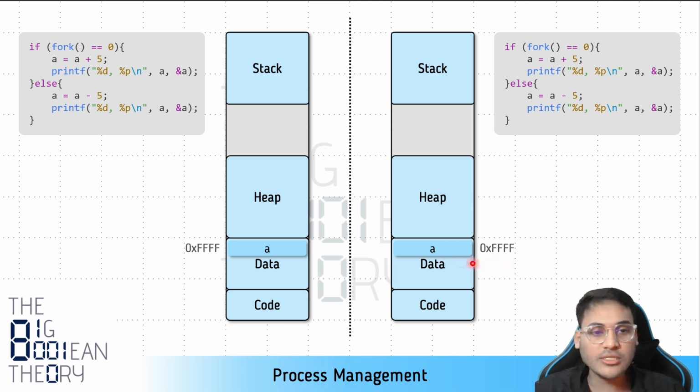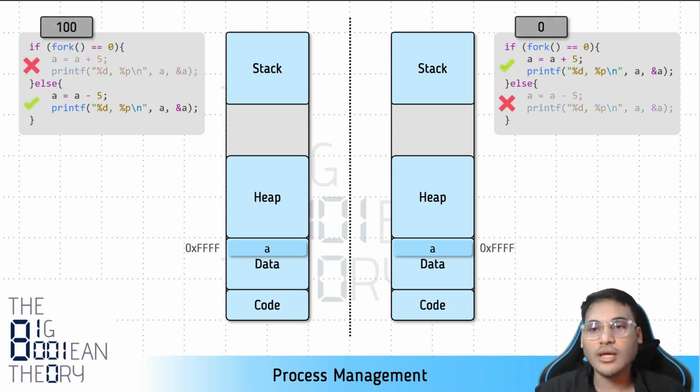So it is again defined at the same location, that is FFFF. These are virtual addresses, right? These are virtual addresses which are part of the process address space. So in both the address spaces, the variable a is present at the same location and it will have the same value, because this is created by copying, by duplicating this process address space, right?